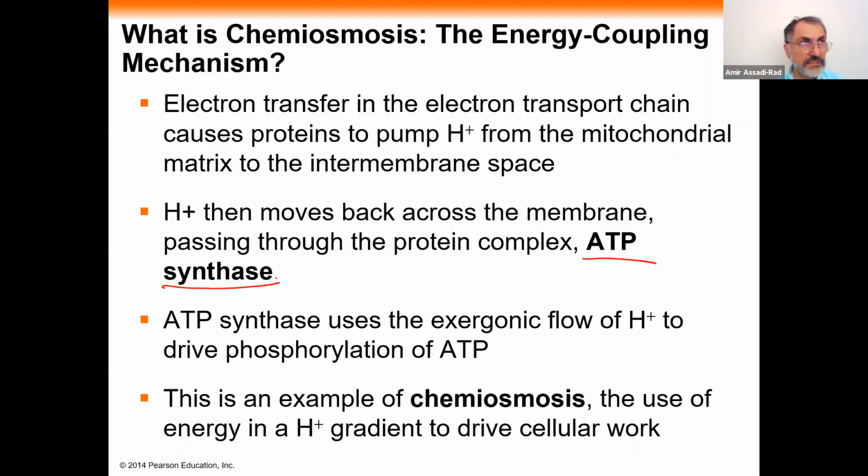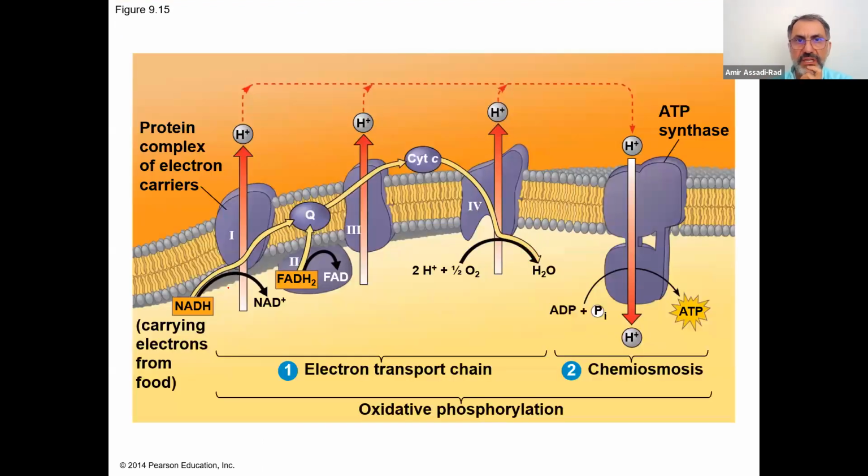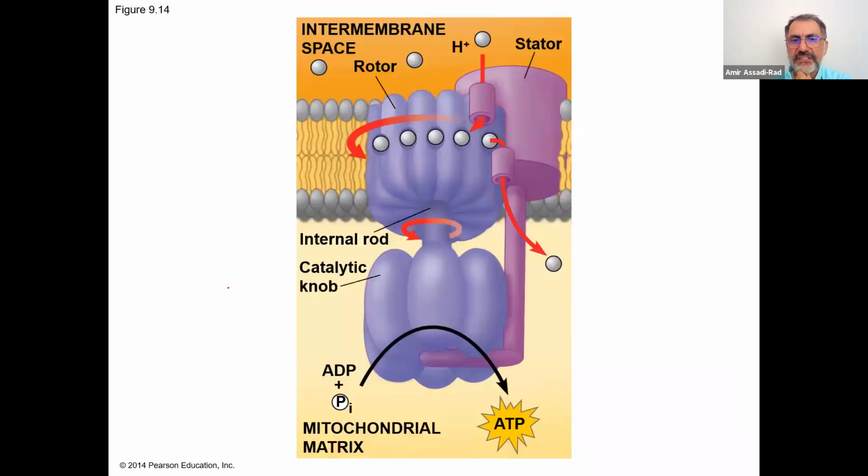In a class I took, the instructor spent another two weeks on just ATP synthase. ATP synthase is just a named enzyme, right? Remember, ase at the end of the word means enzyme. ATP synthase uses the exergonic flow of hydrogen ions to drive phosphorylation of ATP. This is chemoosmosis used right here. He's showing you ATPase. I'll come back to this and go over it a little bit more.